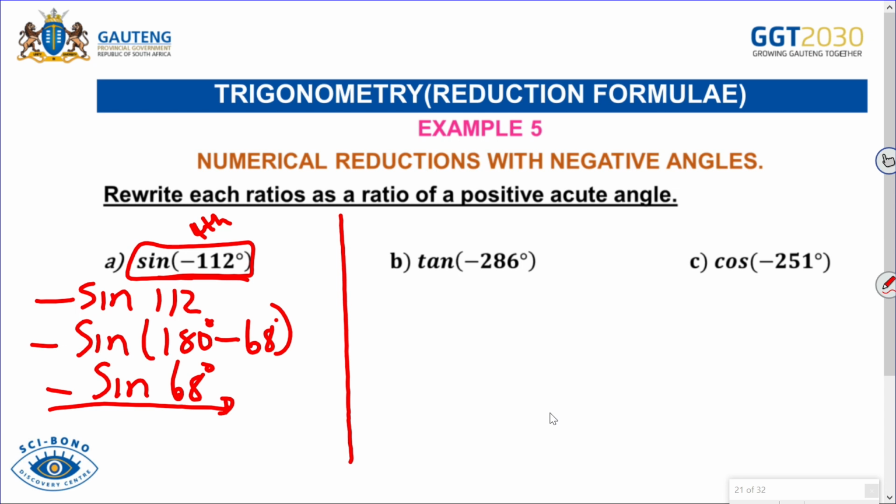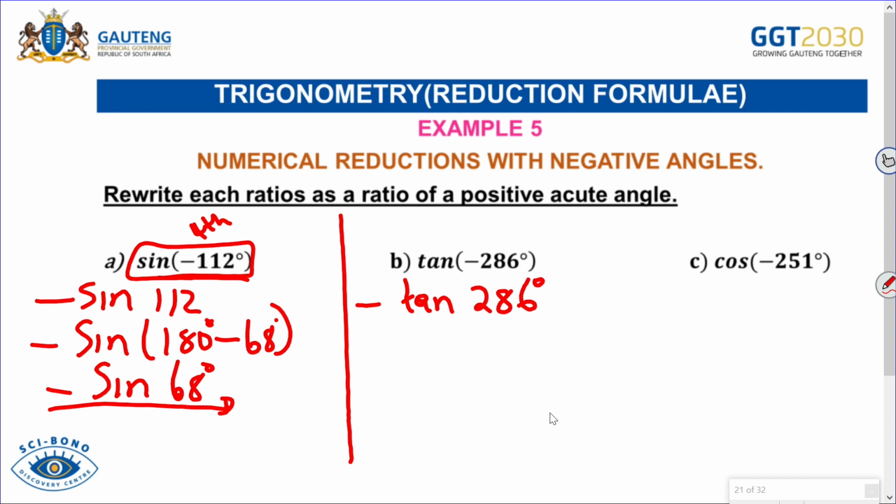For negative 286, you ask yourself, negative an angle, it's in which quadrant? It's in quadrant 4, right? And in quadrant 4, is tan positive or negative? It's negative tan 286 degrees, right?